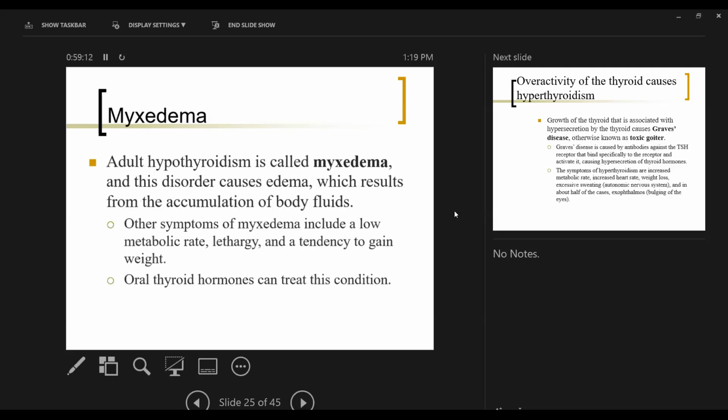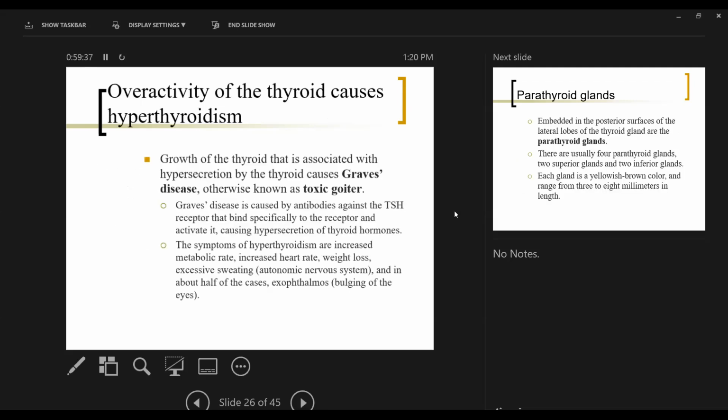Now, during adulthood, hypothyroidism or myxedema can be fixed by giving Synthroid, levothyroxine, that sort of thing. The symptoms will be those of low metabolism: weight gain, lethargy, low voice, hair loss, what have you. Whereas too much thyroid activity will lead to things like high blood pressure and high heart rate, excessive sweating, and bulging of the eyes in very severe cases.